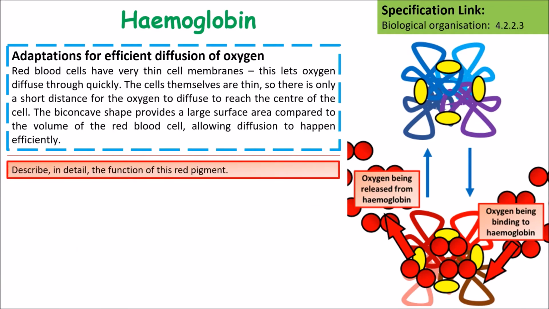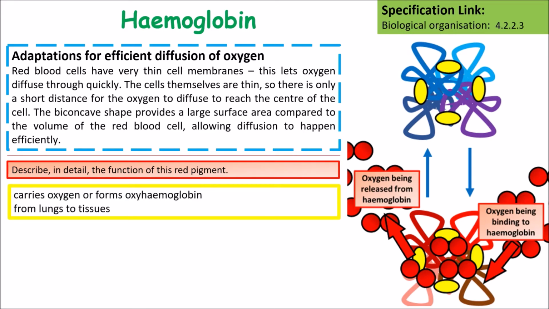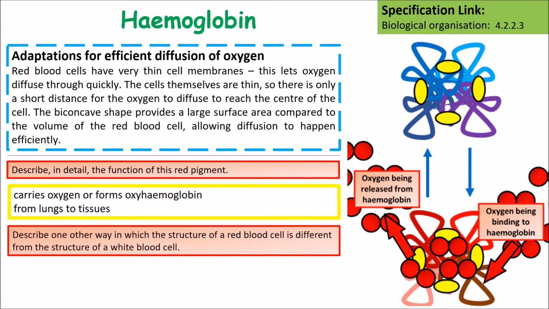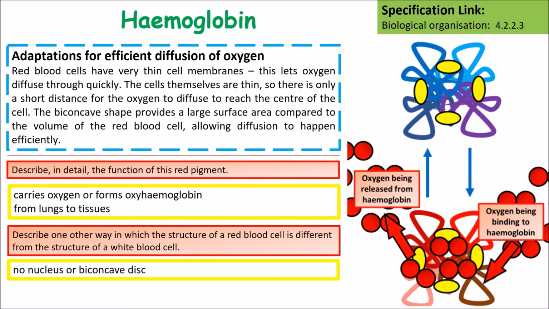So if we describe in detail the function of hemoglobin, you've got to be talking about it carrying oxygen, and when it carries oxygen it forms oxyhemoglobin from the lungs to the tissues. And describe one way in which the structure of the red blood cell is different from the structure of the white blood cell. The big important fact is that red blood cells don't have a nucleus.